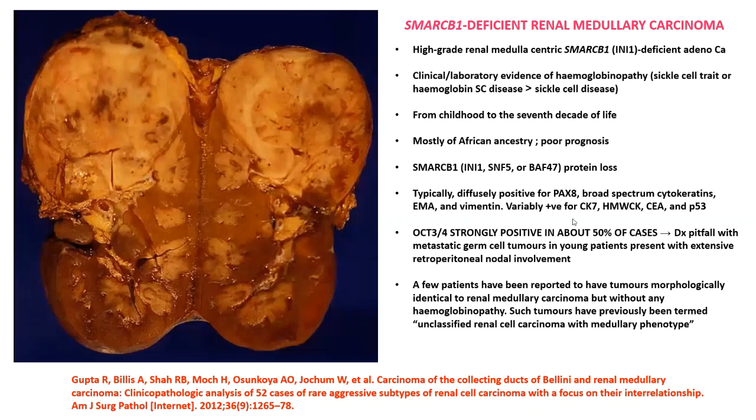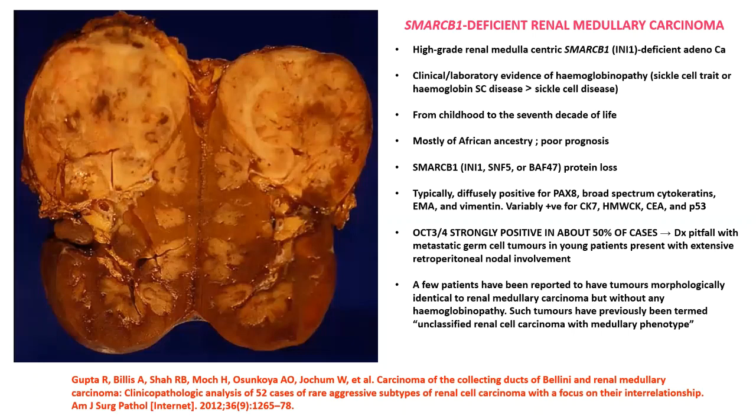And as far as the expression of low molecular weight and high molecular weight keratins go, they're variably positive. P53 expression can sometimes be seen. A very important immunohistochemical diagnostic feature of this group of tumors is that around half of these cases will show nuclear expression of OCT3/4. That is a germ cell tumor marker.